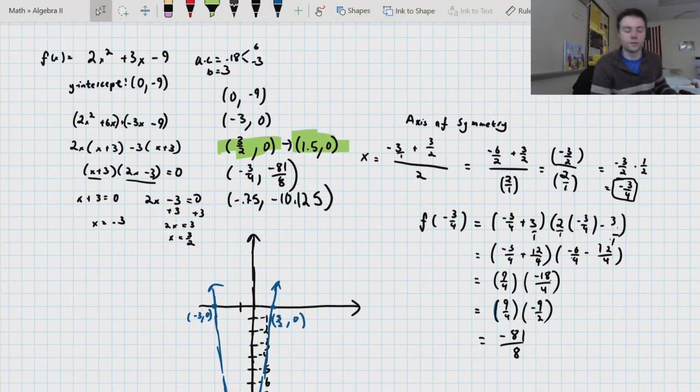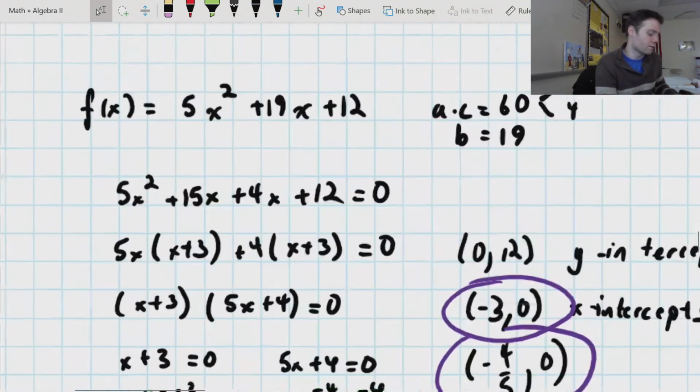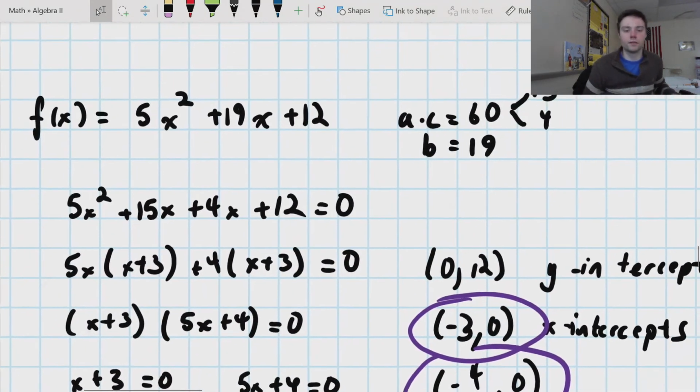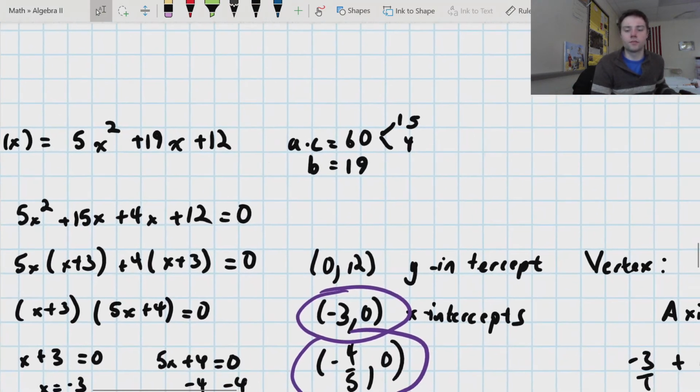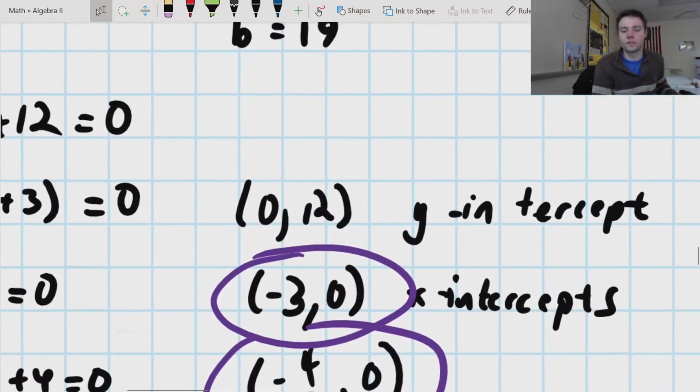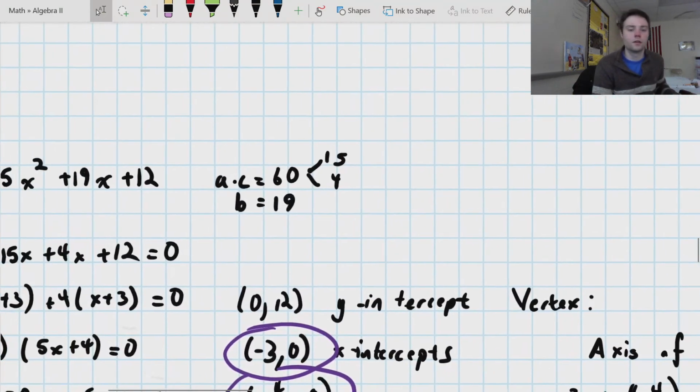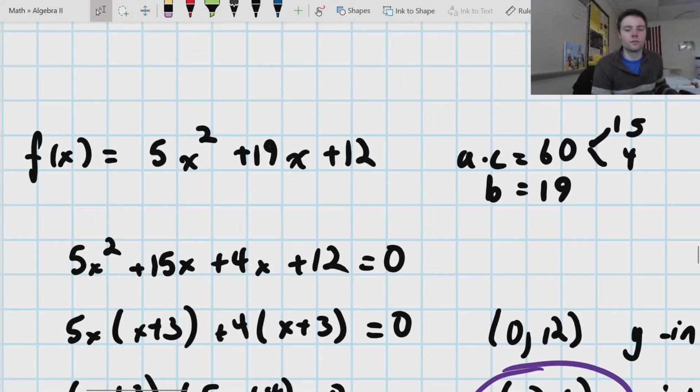So I wanted to do a few examples. And let's do one more. Okay, so you've got A times C. First, you know that the y-intercept is 0, 12, which comes from the C term of your standard quadratic. Then you do A times C, which is 15 times 4. So 15 plus 4 is 19, 15 times 4 is 60.